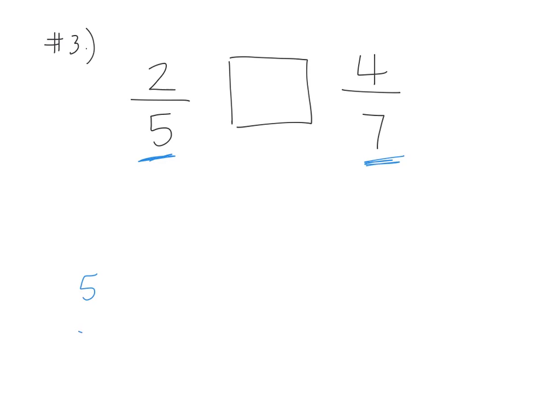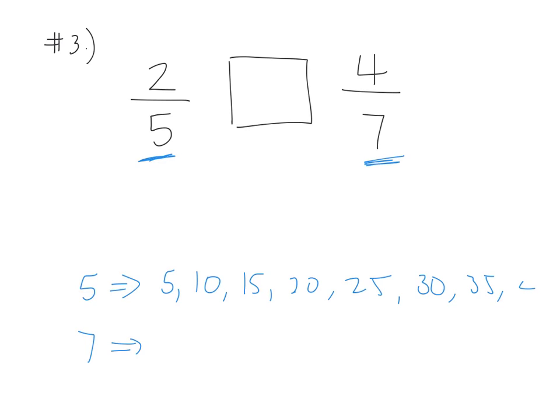So let's list the multiples of 5 and 7. Multiples of 5 are 5, 10, 15, 20, 25, 30, 35, 40, 45. Okay, we'll stop there because I ran out of space. And multiples of 7? 7, 14, 21, 28, 35. Yep. And one more? Oh, one more. 42. Okay, do you see any common multiples?